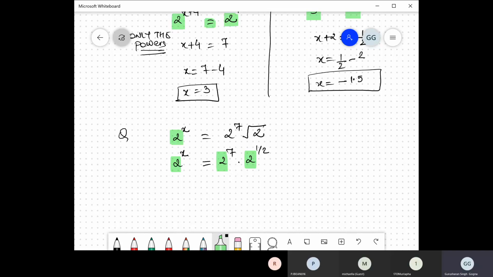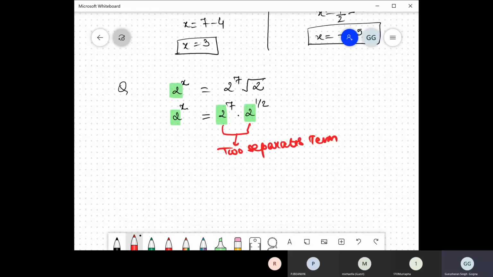Why? Because you have two separate terms at the moment, isn't it? We don't want two separate terms. We want one term on the left hand side, one term on the right hand side. So first you need to simplify the right hand side using the laws again. So which law is applicable here? Which law is applicable on the right hand side?